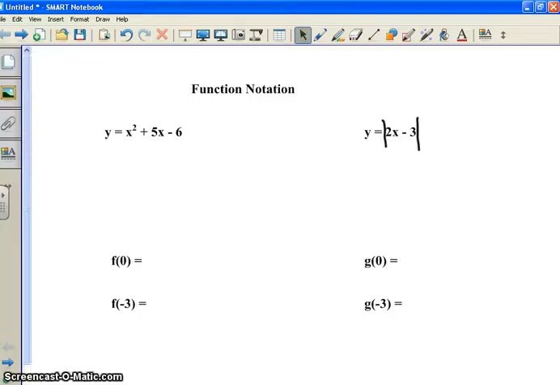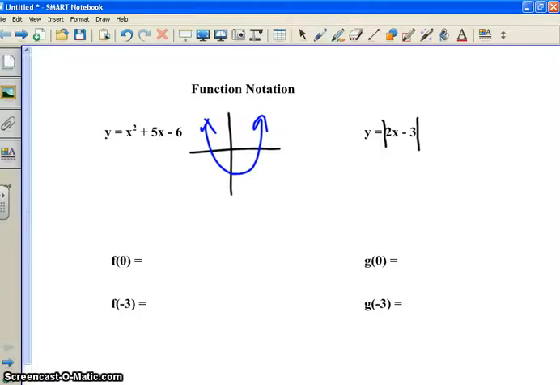Welcome back. Today we're going to consider two functions. The first function on the left, y equals x squared plus 5x minus 6. You should be thinking in your head that this is going to form a parabola when we graph it. And it'll look something like this. Parabola opening up. And a parabola opening up or opening down is always going to be a function.